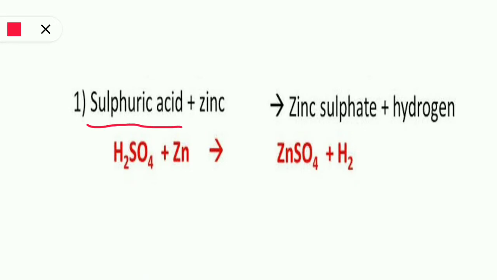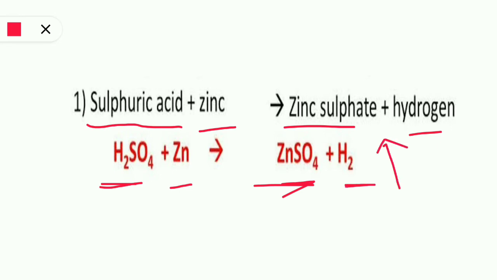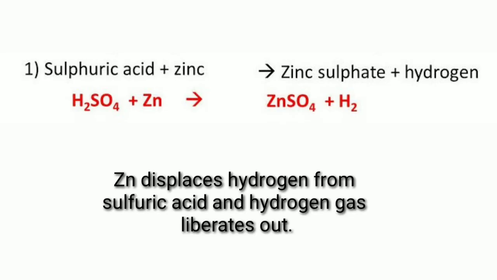Dilute sulfuric acid, when it reacts with zinc, gives zinc sulfate plus hydrogen, that is, H2SO4 reacts with zinc, Zn, which is a metal, and H2SO4 is a dilute acid, and it gives zinc sulfate, a salt, plus hydrogen gas, which it liberates. Okay children, in this reaction zinc is displacing hydrogen from sulfuric acid and that hydrogen gas is liberated. So generally these metals displace hydrogen from the respective acids and that hydrogen gas is liberated.